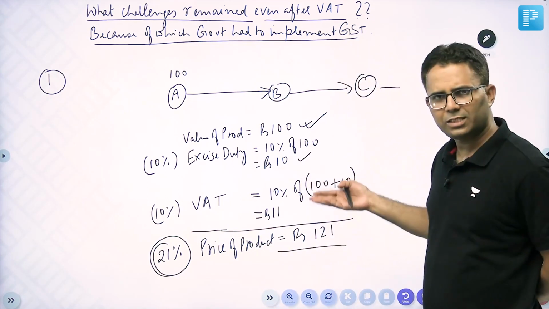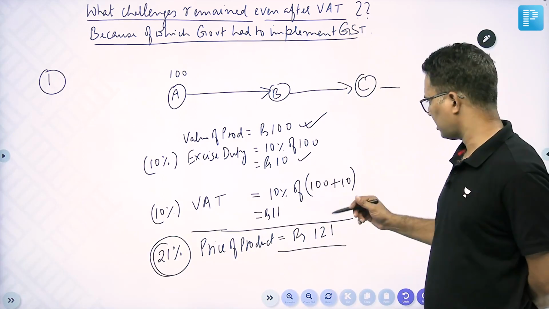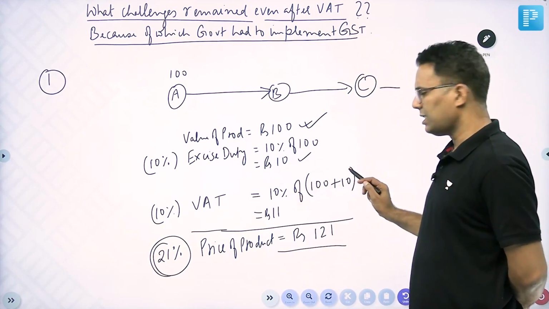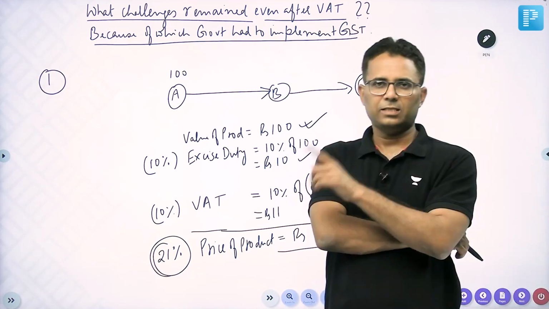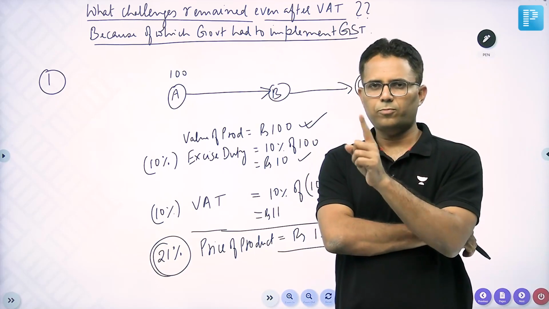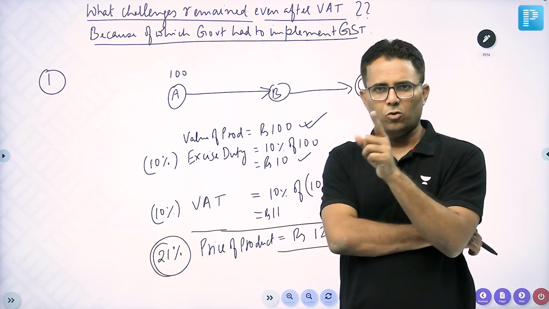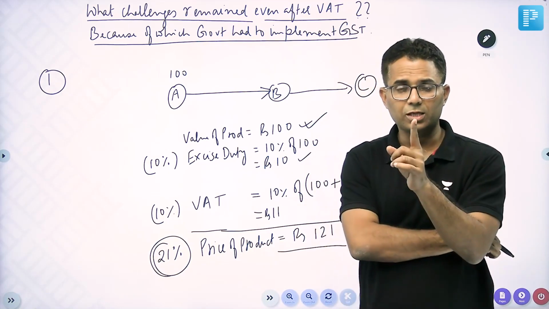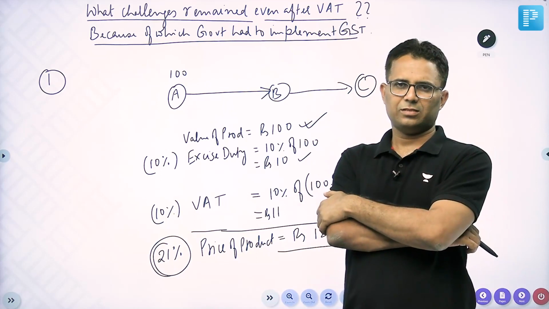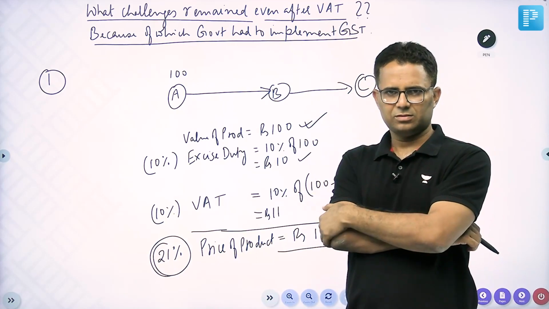Because here also there is tax on tax, there is a cascading effect of tax. There is VAT on excise duty. So there is still tax on tax. See, VAT resolved the problem of the cascading effect of taxes only for the state taxes. That state's taxes will not become cascading.